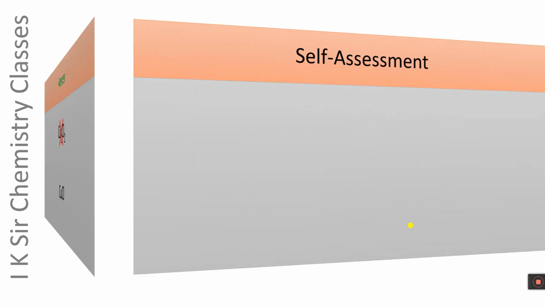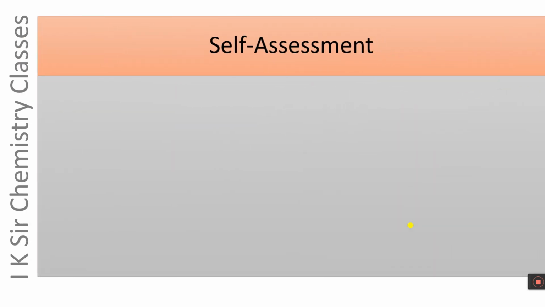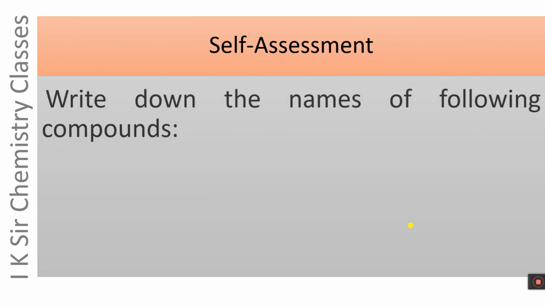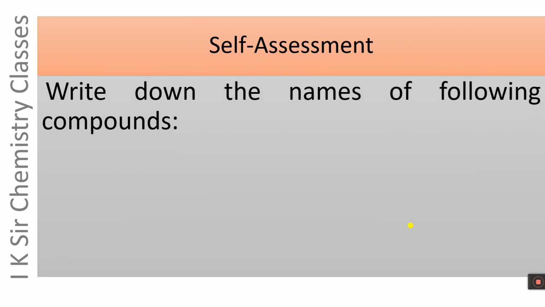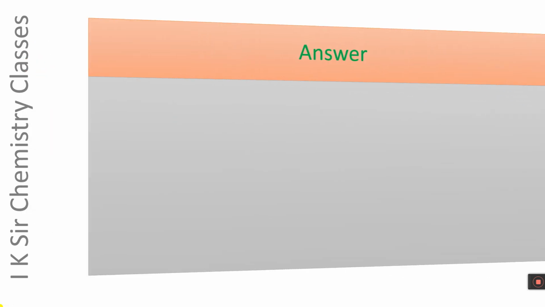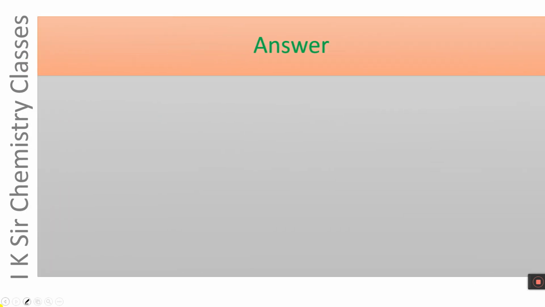Now the time for another self-assessment. Write down the names of the following compounds: Ga2Cl4 and Fe3Br8. Here are the answers.